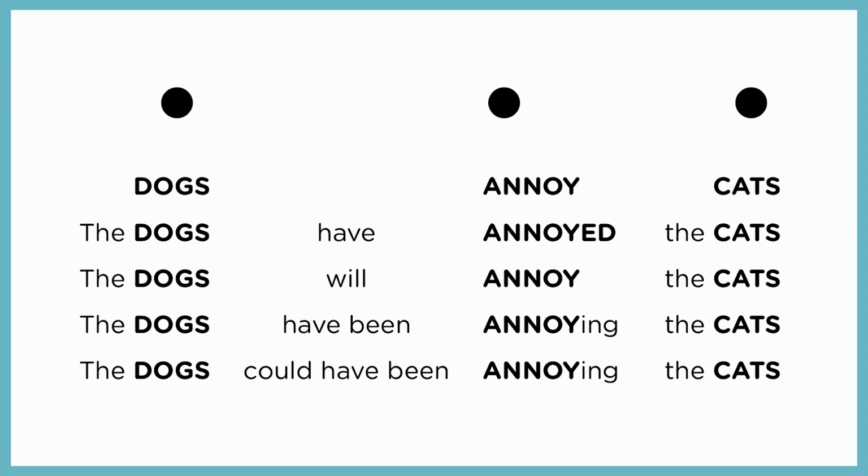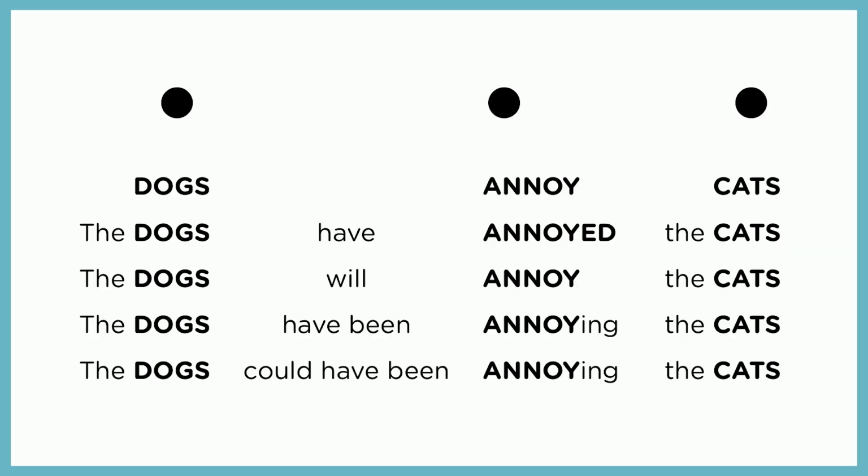I'll do the first one, you do the second one. Okay, great. Okay, so I'm going to start with this one. We're going to have a beat like this. Dogs annoy cats. The dogs have annoyed the cats. The dogs will annoy the cats. The dogs have been annoying the cats. The dogs could have been annoying the cats.